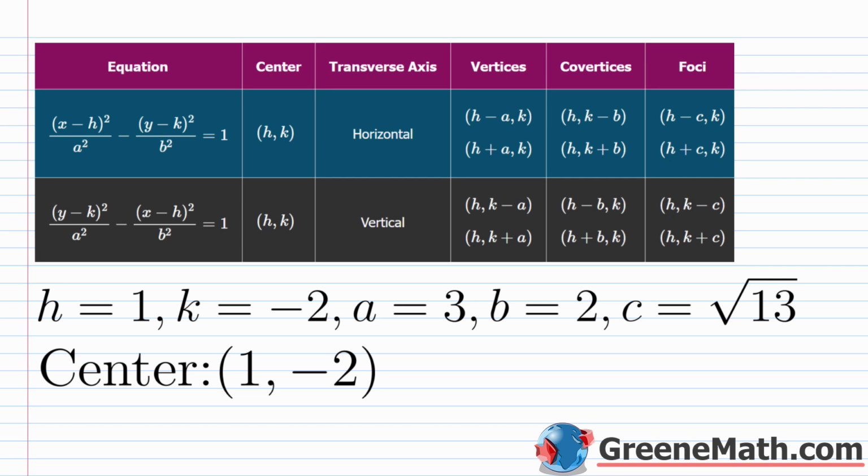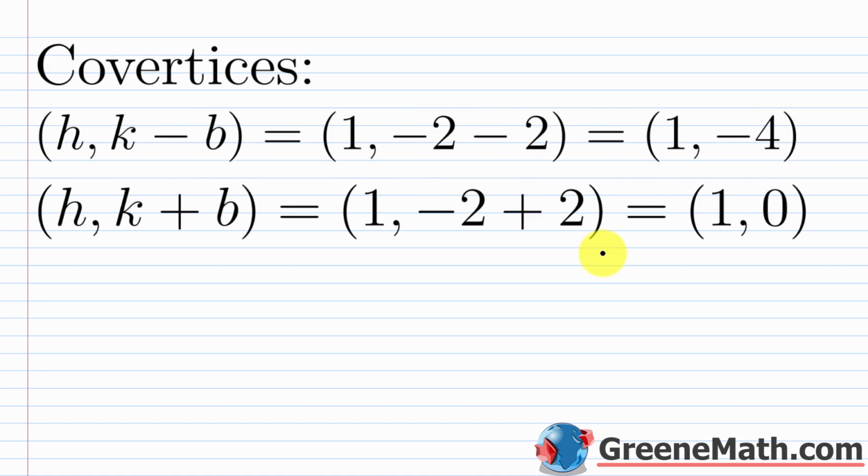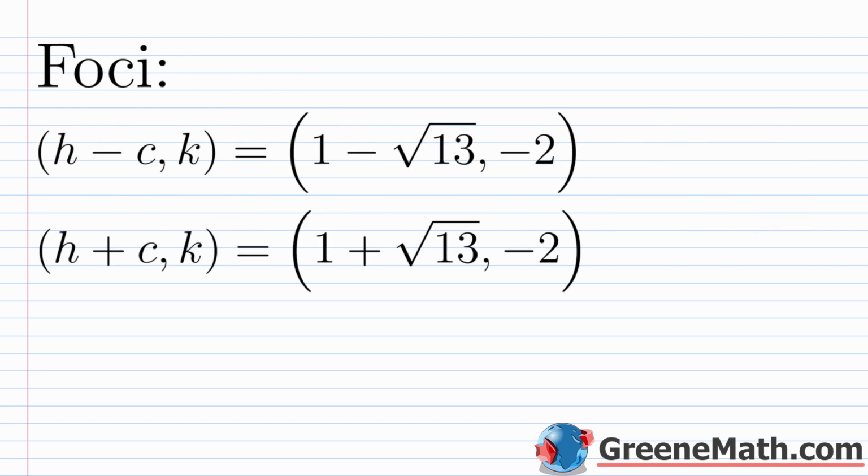All right, so coming down here, now we're going to use the first row. So we're going to say that the center, again, is h comma k. So h is 1, k is -2. So that's going to be 1 comma -2. And again, you can just plug into this formula here for the vertices, the co-vertices, and the foci. So I have all this done for us. So the vertices, that's going to be -2 comma -2, and then 4 comma -2. The co-vertices, you're going to have 1 comma -4, and then 1 comma 0. And then the foci, you're going to have 1 minus the square root of 13 comma -2, and then 1 plus the square root of 13 comma -2.